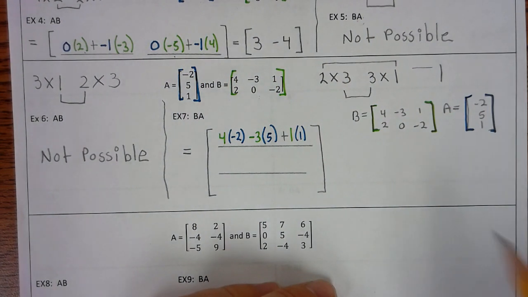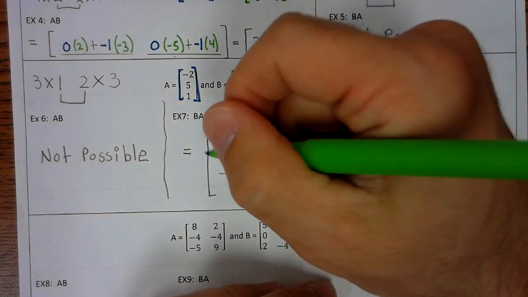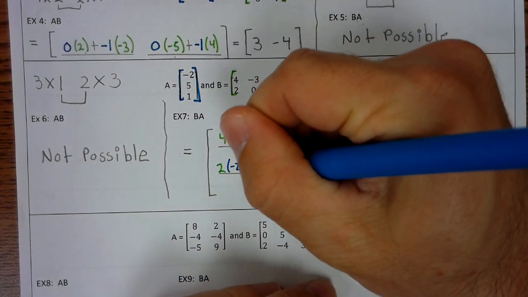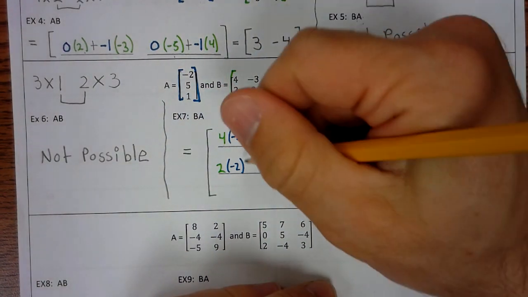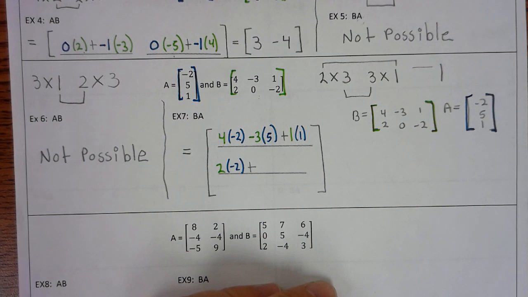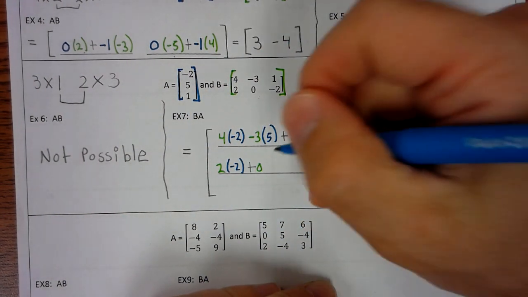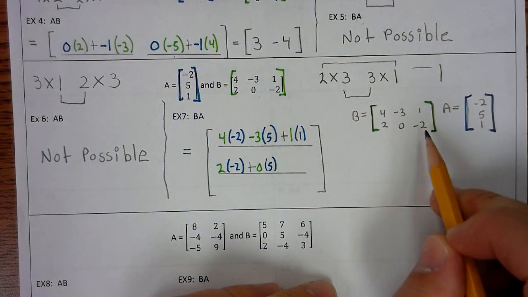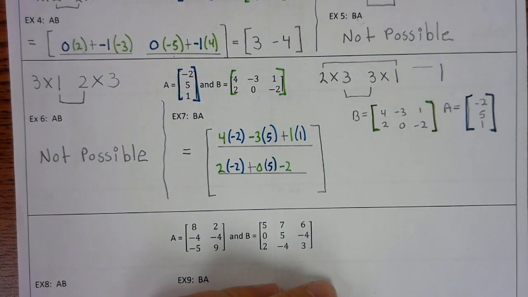Okay, now we're going to multiply this row by that column. So 2 times negative 2, plus 0 times 5, plus, it's plus, but we're multiplying by negative 2, so it's minus 2 times 1.